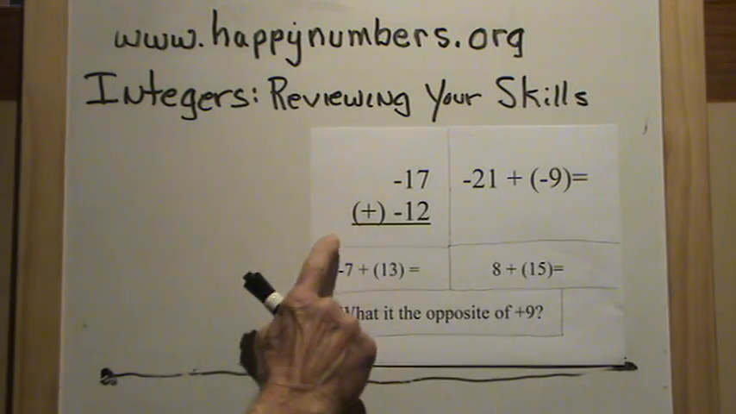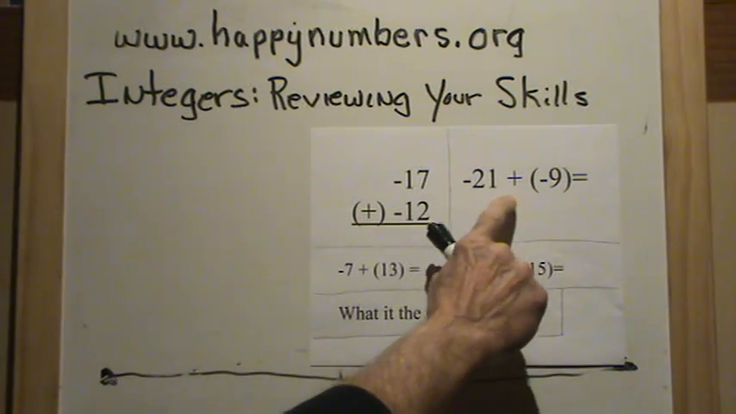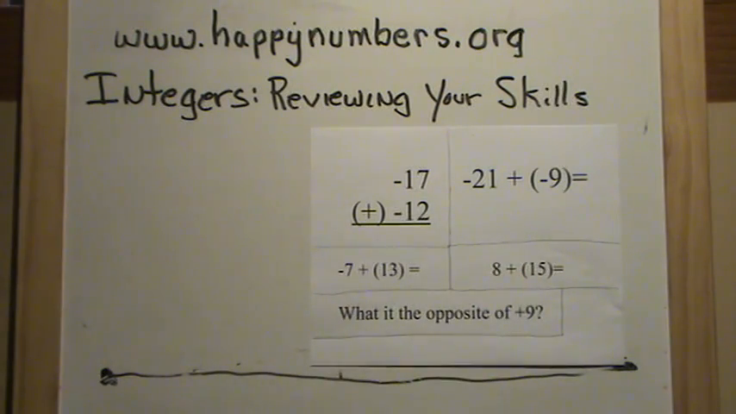Well, here are 4 problems. This is the first problem, it's addition. Second problem, this is addition too, of signed numbers. Third problem is addition. Fourth problem is addition. And here, this is what is the opposite of 9.